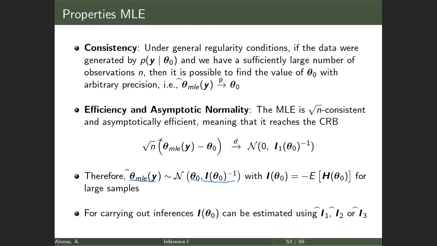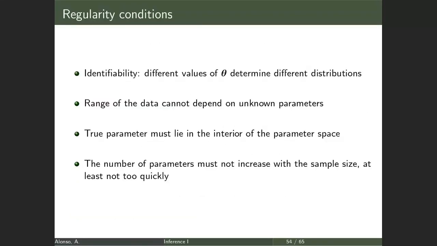And remember, the Fisher information matrix is minus the expected value of the Hessian, now evaluated at the true value. And if you want to make confidence intervals or calculate p-values, of course, you will need to estimate this, the inverse of the Fisher information matrix. And we saw in the previous slide that you can estimate that in 3 different ways. You can use the estimator I1, I2, or I3. All of them will give you similar results, generally speaking.